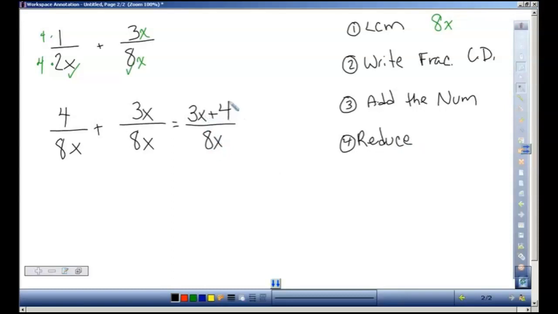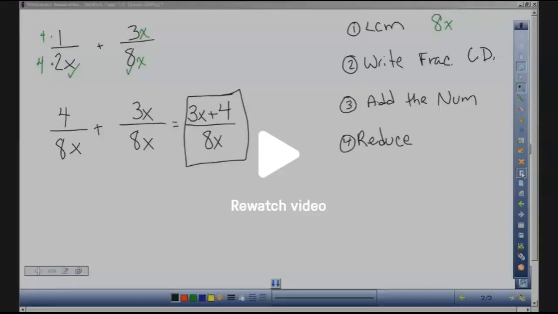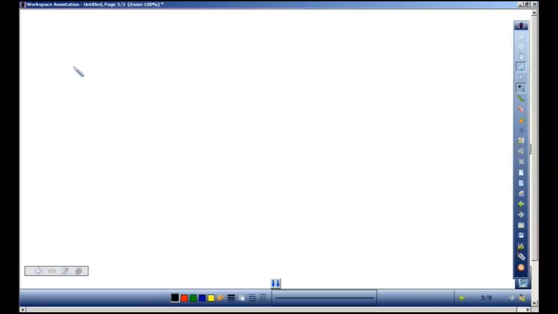Factor first, nothing to factor, so this is as good as it's going to get. It is reduced, and this is going to be my sum. So, found the LCM, wrote my fractions so they had the common denominator, added my numerator, and checked to see if I could reduce. Let's do one with some polynomials, and maybe throw in some subtraction too, so we can see what that looks like.